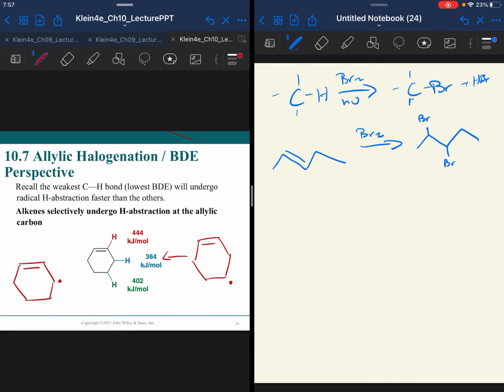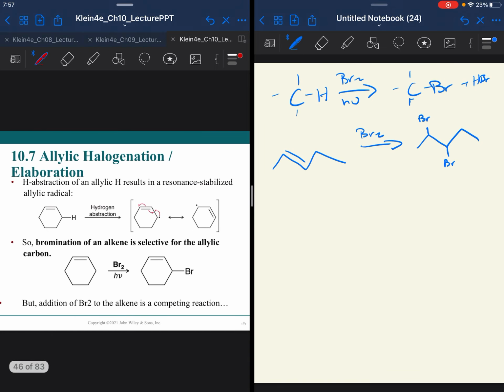So this would be more stable than this. This one would be less stable. Putting the radical on the double bond would be even less stable. You can see that has the highest bond dissociation energy. So we would expect a bromine to add here. However, that double bond creates an issue, right? Because the bromine itself would react with the double bond.